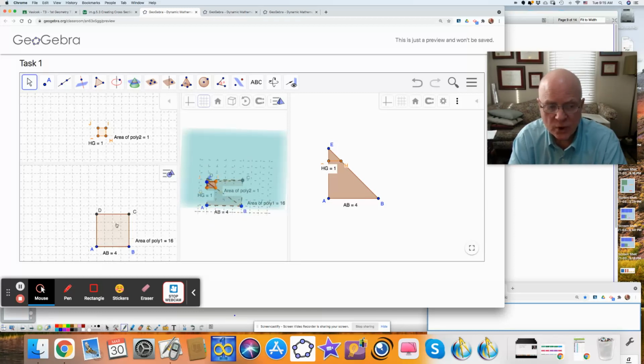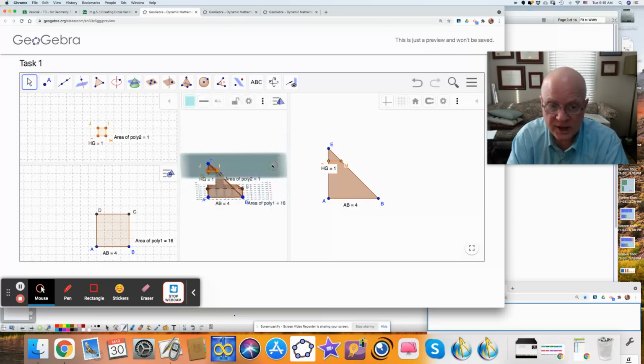So this is 4, and I'm scaling it. I'm using a scale factor of 1/4. But the area is 1/16. This has an area of 16, and this is an area of 1. The area of this is 1/16 of the original. That's k squared. My scale factor, 1/4 squared.